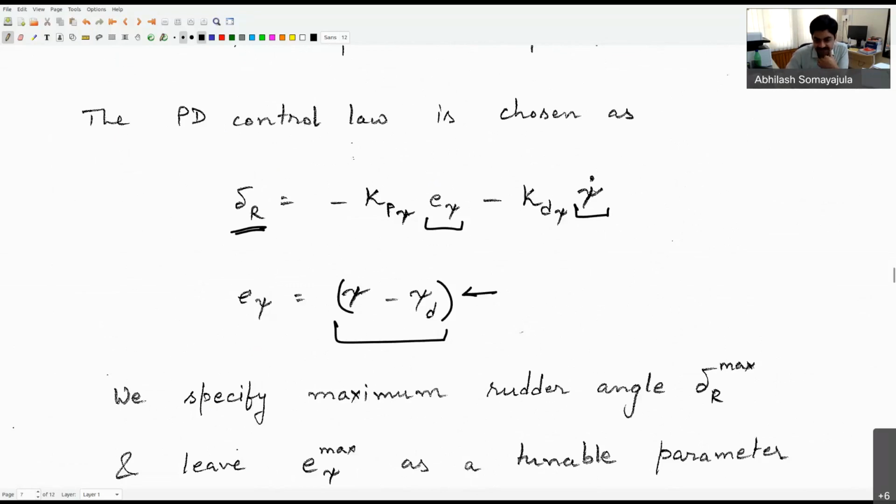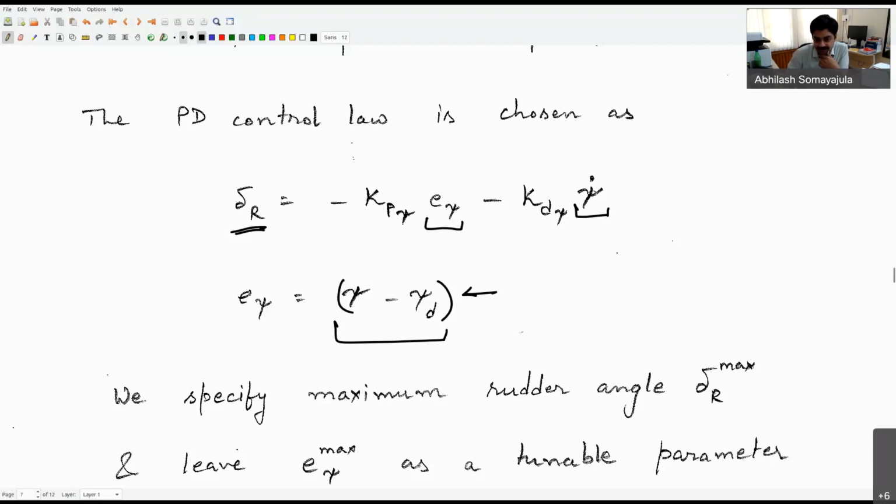Notice that it is a difference between two angles. So whenever I have, let's say, psi has crossed 360 degrees, but psi d has not crossed 360 degrees, then I'll be seeing a sudden quick jump in the value of this e psi. Is everybody following me?